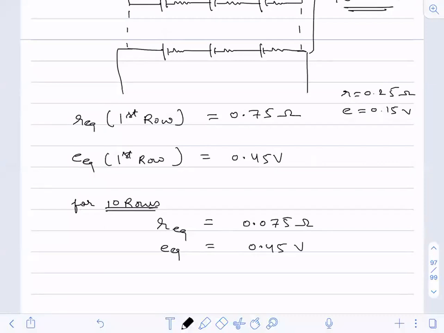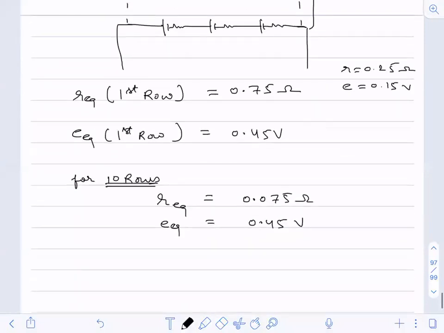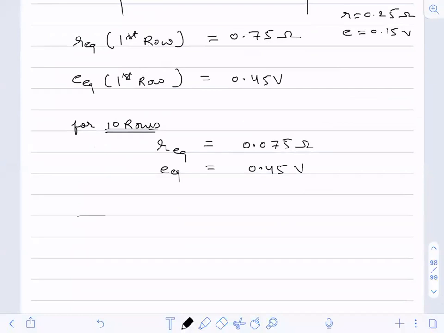Okay, now I can draw the circuit. This complete combination, whatever combination you are looking at here, I can just modify it: it has an equivalent EMF and a resistor. So the resistance is 0.075 ohms and the EMF is 0.45 volt. Now this complete combination was connected with a resistor of 10 ohm, and we were asked to calculate the current.